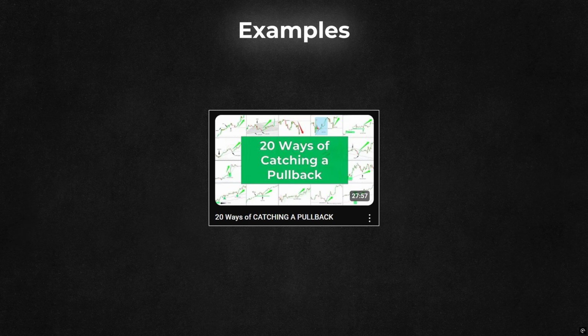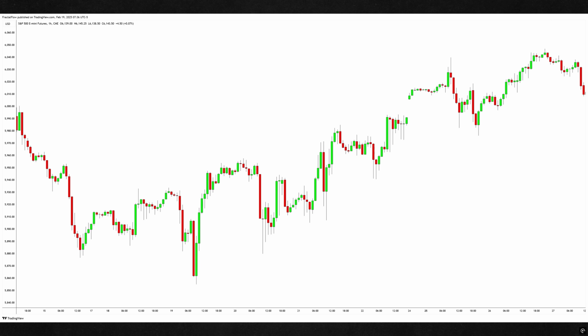In this first example, we'll study a pullback after a non-failure swing. Here we have the 1-hour chart of the S&P futures. In this next slide, you can see that I highlighted the non-failure swing in black, a lower low followed by a higher high. Once this pattern is identified, you need ways to anticipate the pullback that will allow you to trade with a smaller stop and larger potential reward.